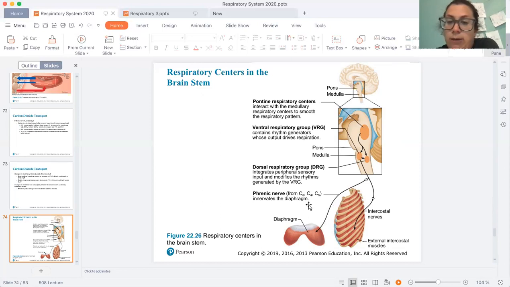And a good way to remember the phrenic nerve, which nerves from the spinal cord innervate that, is the saying: C3, 4, 5 keeps the breathing alive. That way we know the phrenic nerve gets innervation from C3, C4, and C5.